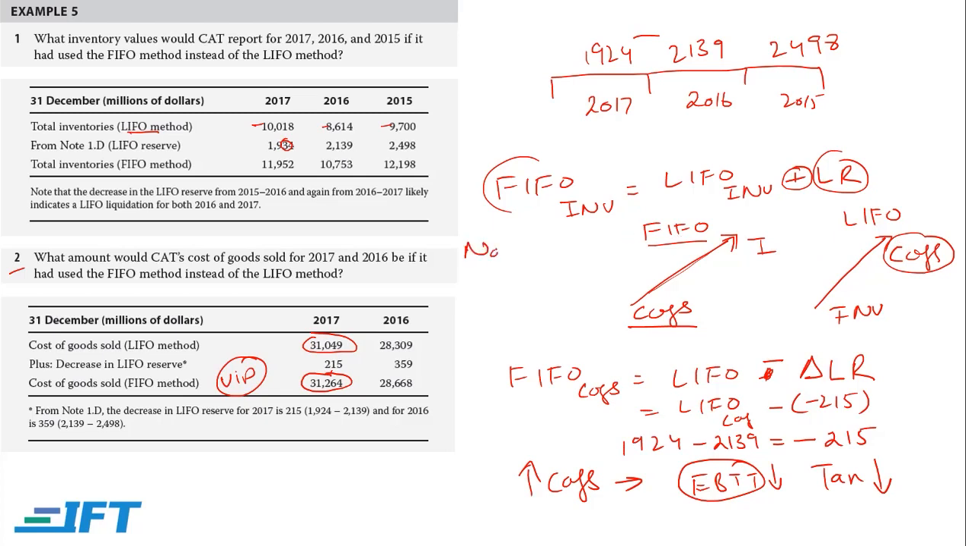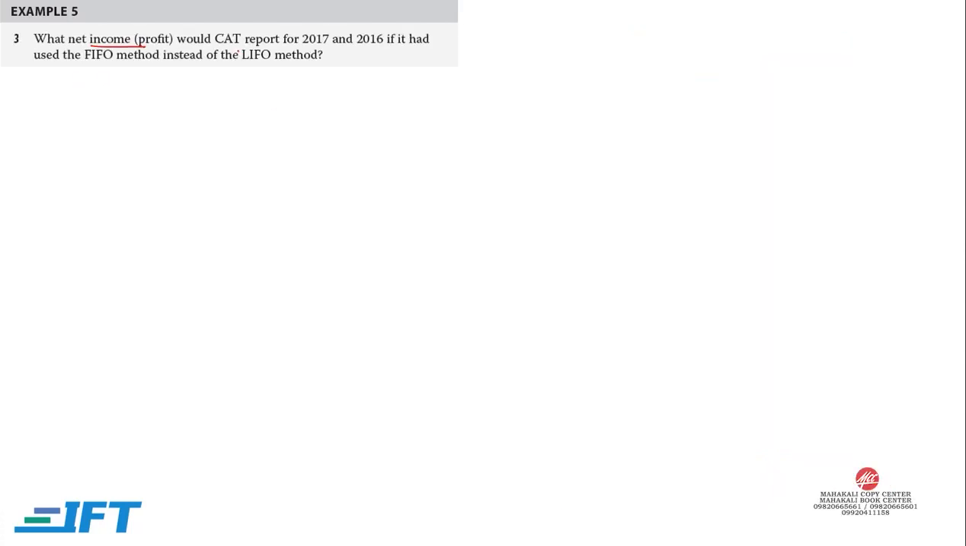This is under a normal scenario. Under a normal scenario, if your COGS is higher, then your taxes are lower, because earnings before interest and tax would be lower if COGS are higher. But over here we don't have a normal scenario, because the change in LIFO reserve is negative. That has increased our cost of goods sold. If the cost of goods sold increases, then your taxes go down. Now, what net income would CAT report if it had used the FIFO method instead of the LIFO method? So FIFO net income equals LIFO net income.